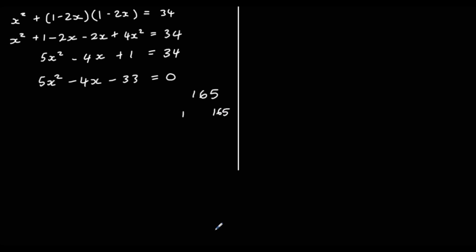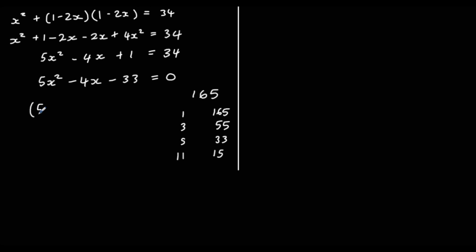It's not in the 2 times table. It's 3 55s. It's not in the 4s. It's 5 times 33. It's not in the 6s, or the 7s, or the 8s, or the 9s, or the 10s. It is in the 11s. It's 11 times 15. And 11 and 15 will give me a 4, so this will factorize.